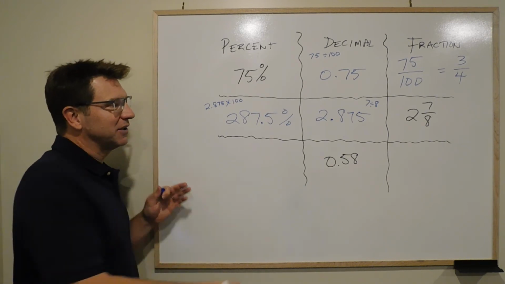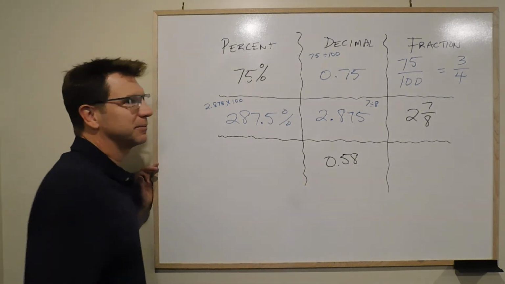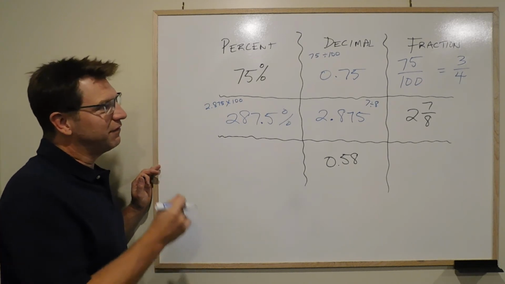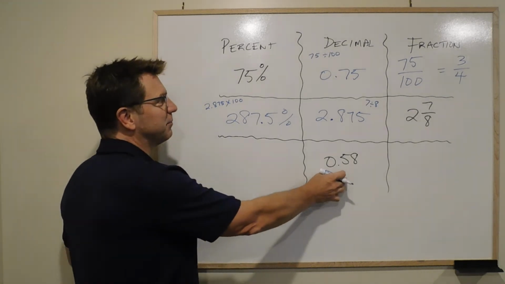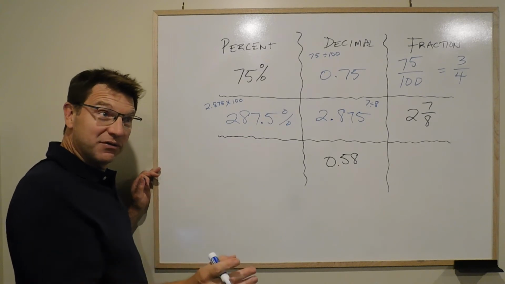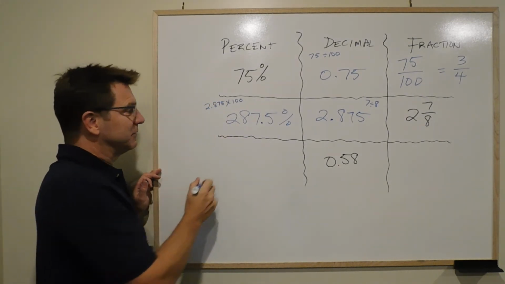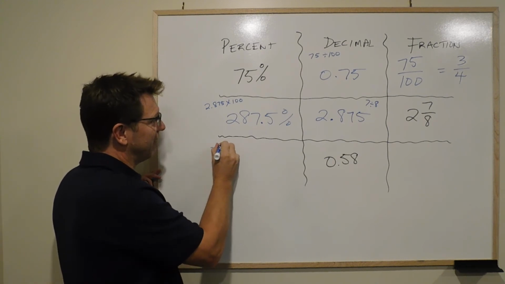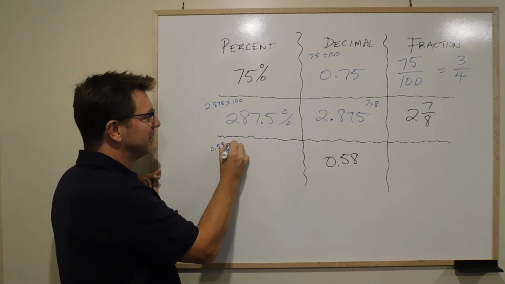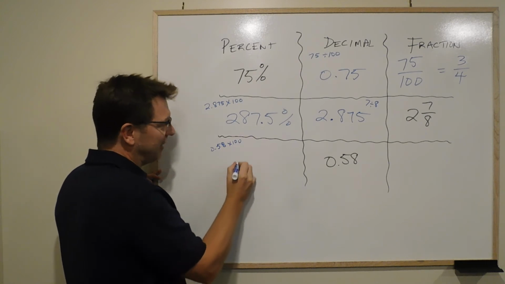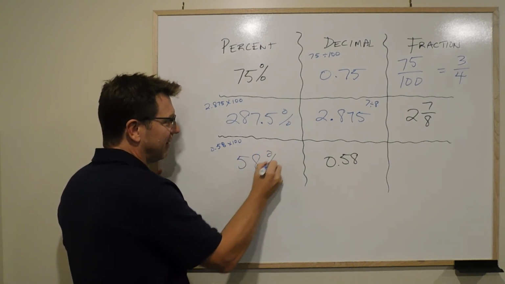The last one starts in the middle as a decimal. So if you want to show a decimal as a percent, again we do the same thing, multiply by 100. So we take 0.58, I know I'm writing it small, times 100, and that gives you 58%.